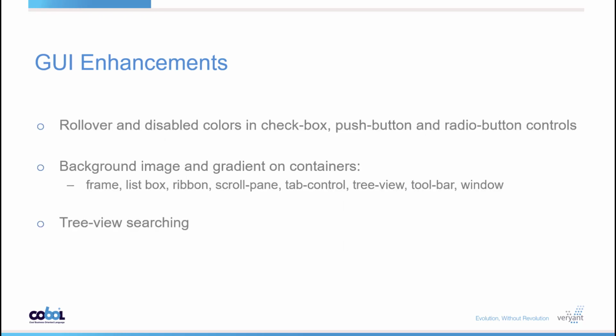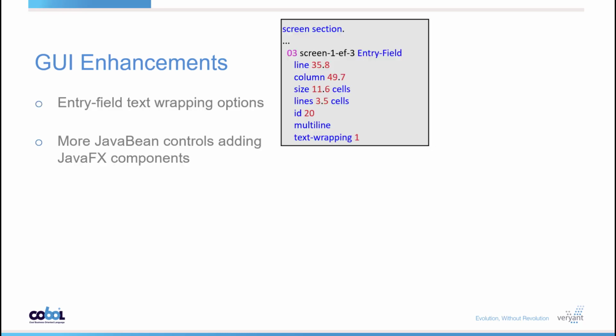The ability to change the color when a mouse rolls over a control and when the control has been disabled has been expanded to more controls. You can put a background image in a container control. Those are listed here. Gradient color, previously available on Windows, is now expanded to these controls as well. And a Control F opens a search box in many of our controls, and we've added Tree View to that. We'll look at all of these in the demonstration.